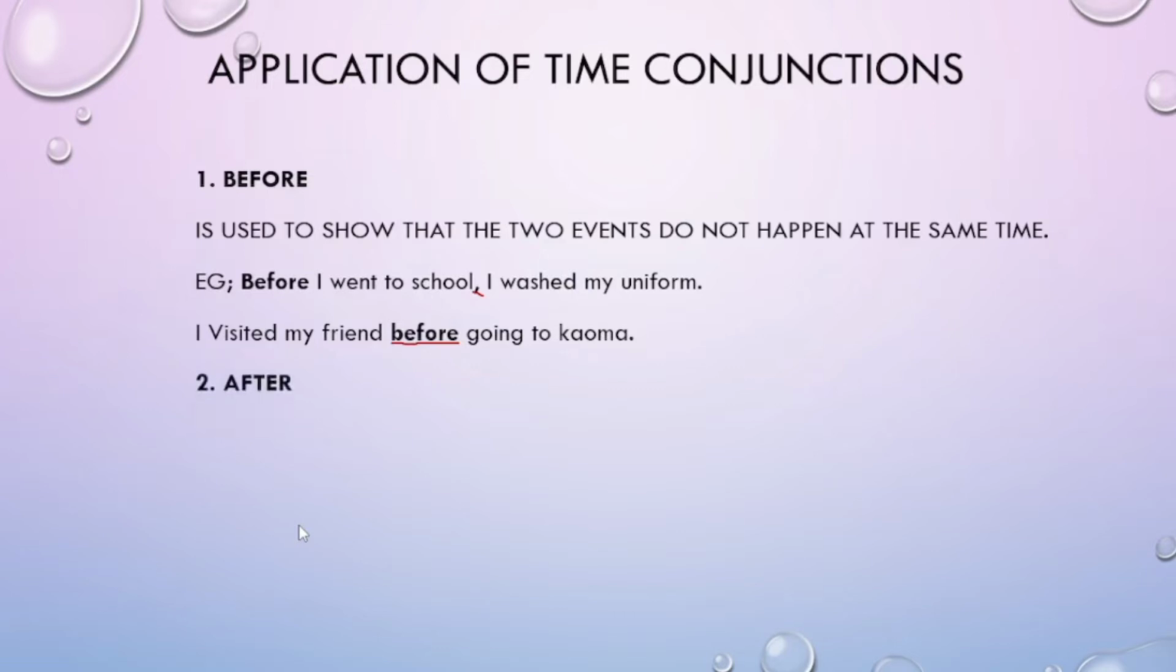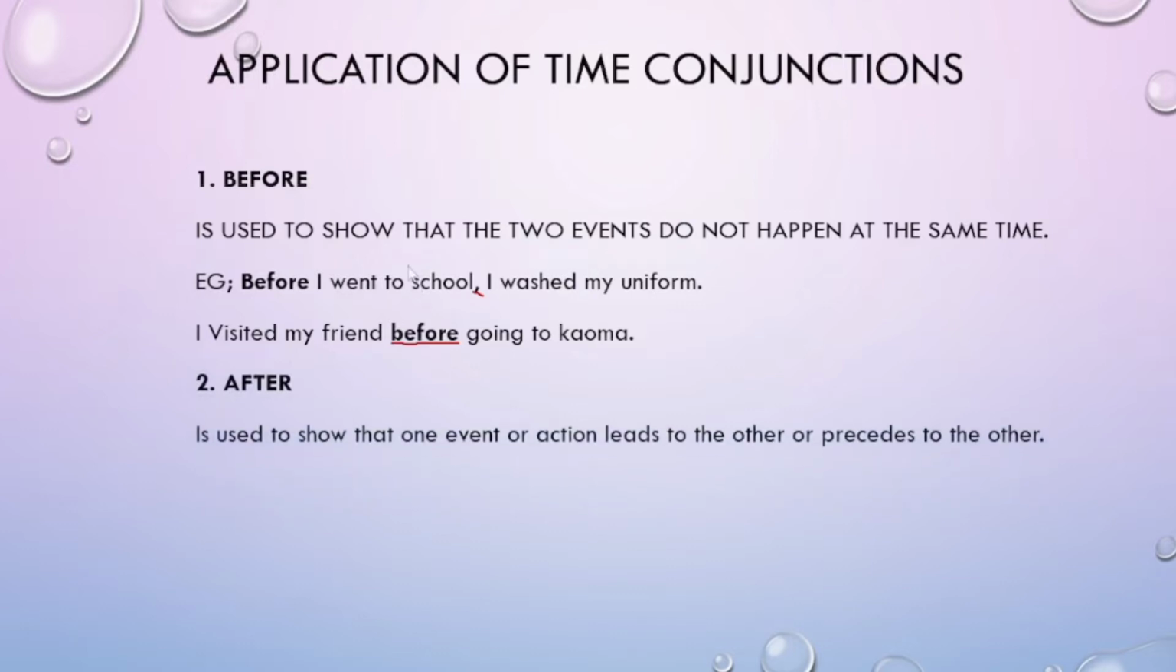Now, we proceed to after. How do we use after? Remember, the rule here applies to all the time conjunction words. When you use after to start a sentence, you also place a comma before connecting the next idea. You use it inside the sentence, you don't put a comma. It's the same. The rule applies to all the time conjunction words.